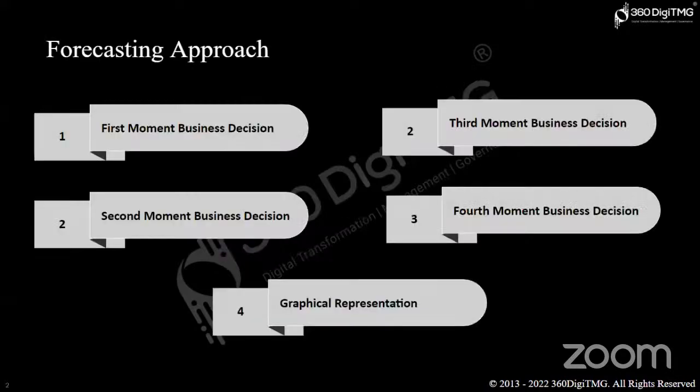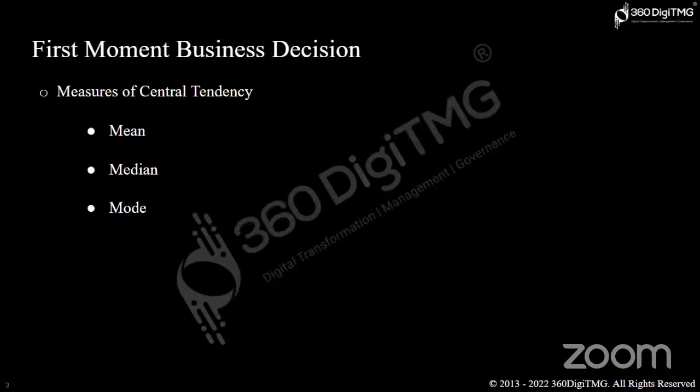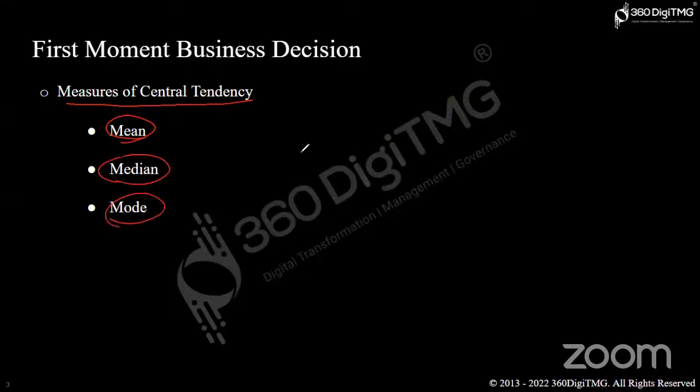So this is all about what you are going to understand: the first moment business decision, the second moment business decision, the third moment business decision, the fourth moment, and the graphical representation. We are understanding today with this portion. And what is the first moment business decision? I told you, measures of central tendency: the mean, the median, and the mode.